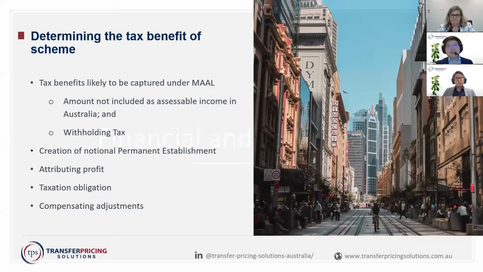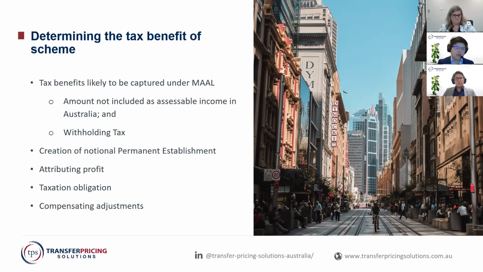The next one, yeah. So there are a few things that can happen if you are subject to MAAL. First, it is likely that the tax benefits you have received under the particular structure will be neutralized. Now, what type of tax benefit, you may ask? This generally involves the income that is not taxable in Australia, meaning the Australian source income that is retained offshore as a result of this arrangement. That is one of those. And then any potential withholding tax associated with this income.